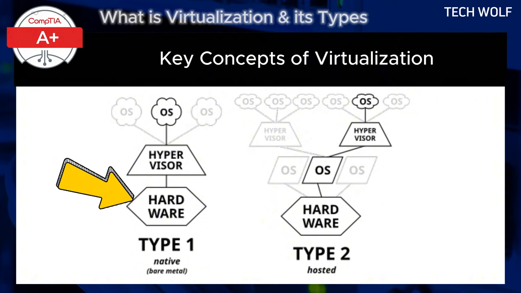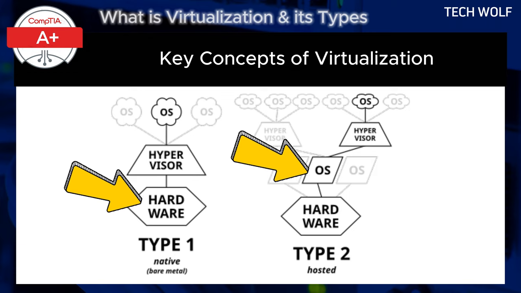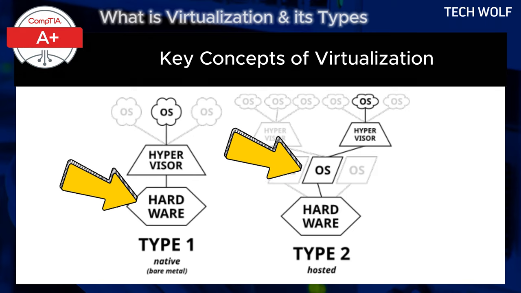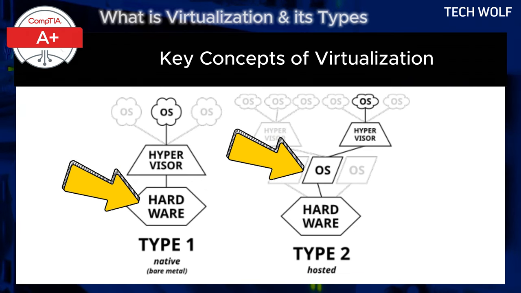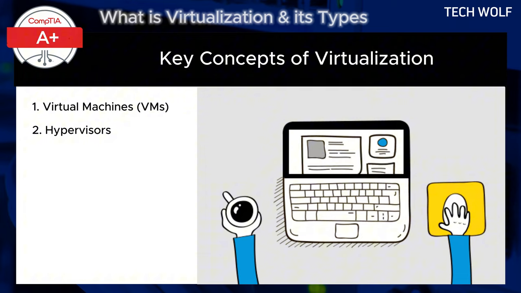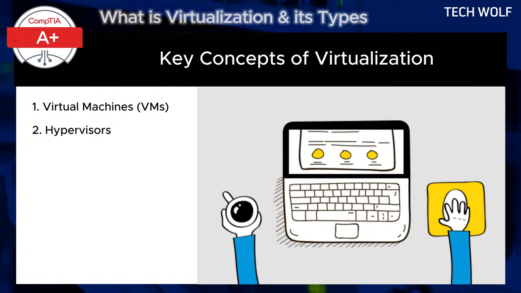And there is Type 2 hypervisor, which is known as hosted hypervisors. These run on top of an existing host operating system. For example, VirtualBox or VMware Workstation, which we will also be installing in future videos, which makes it suitable for personal computers or development environments, but with slightly lower performance.